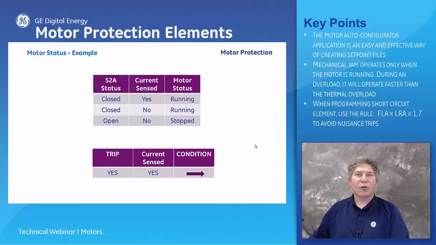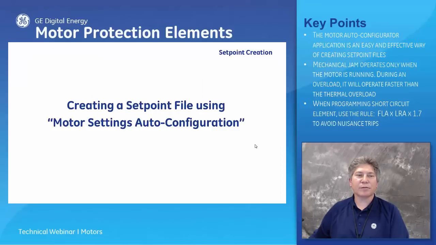Now, what happens if we have a trip condition and the relay still sees current? This is considered a breaker failure or welded contact. So the next part that we're going to do here is create a setpoint file using the motor settings auto configurator. I'll show you the steps in creating a setpoint file using the motor settings auto configurator.